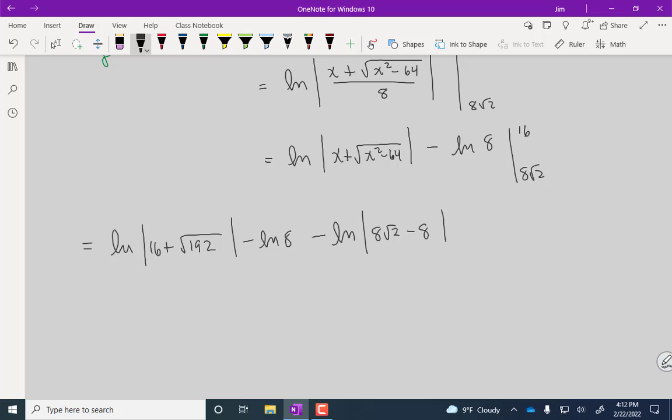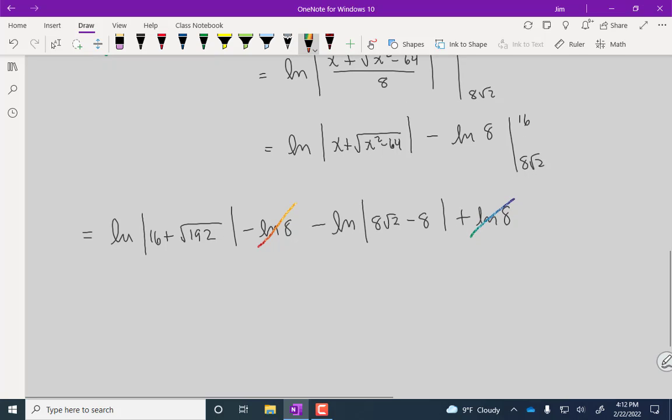And then we're subtracting off, so then we get plus natural log of 8, because this is part of the antiderivative. So it comes along, and we see, oh yeah, that thing cancels with that thing. So it didn't matter in the first place. Once we get this antiderivative here, we could just get rid of that. So there is our final answer.